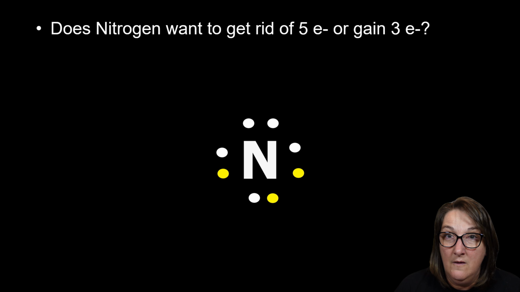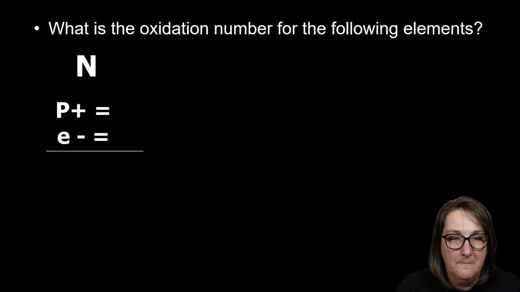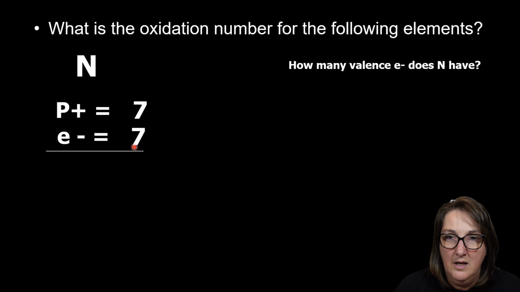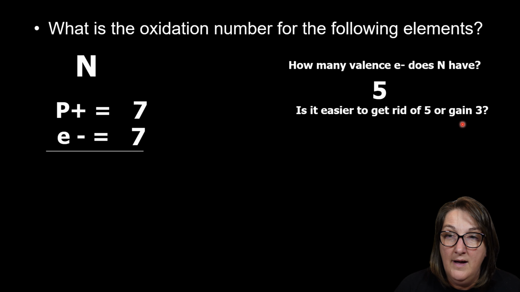Okay, does nitrogen want to get rid of 5 electrons or gain 3? It's going to want to gain 3. So now let's look at this one. Okay, I have nitrogen, so I want you to look on your periodic table and tell me how many protons nitrogen has. It has 7 protons, so it has 7 electrons. So how many valence electrons does nitrogen have? So look at its column. What group is nitrogen in? It's in group 5. So is it going to be easier to get rid of 5 or gain 3? And we said it's easier to gain 3.